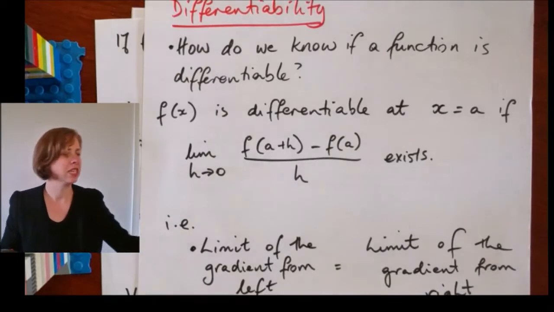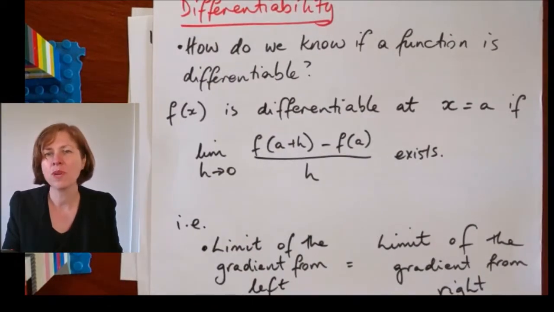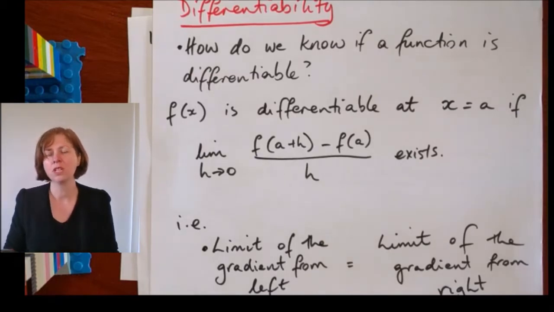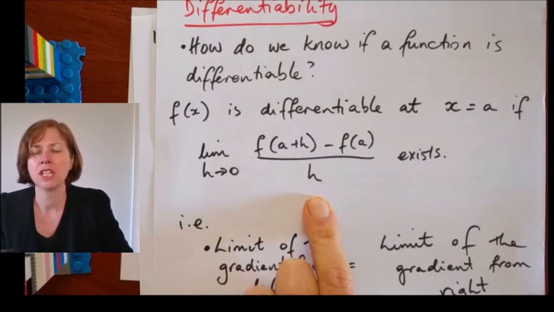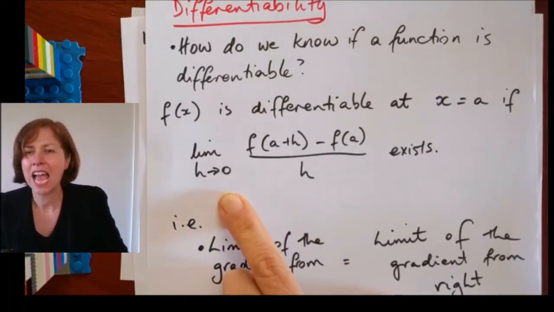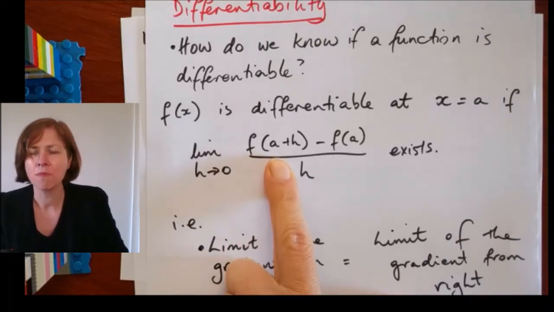So today we're looking at differentiability. And the question we want to be able to answer is, how do we know if a function is differentiable, particularly at a point? Now here is the formal definition. f of x is differentiable at x equals a if the limit as h approaches 0 of f of a plus h minus f of a over h exists.